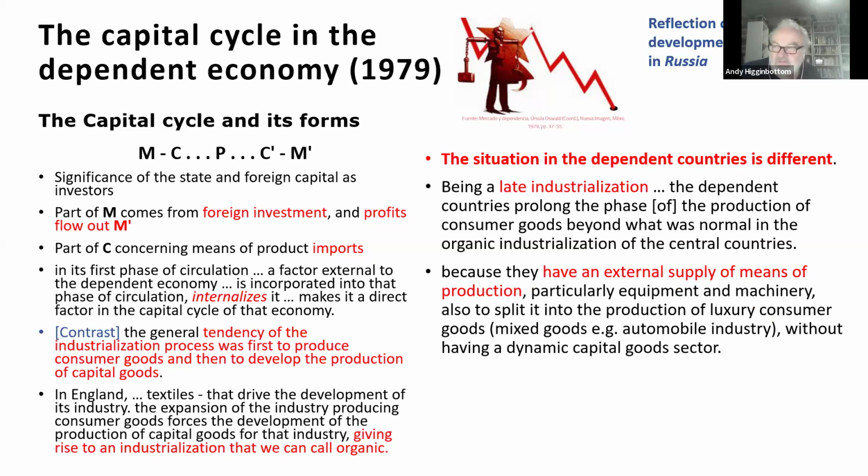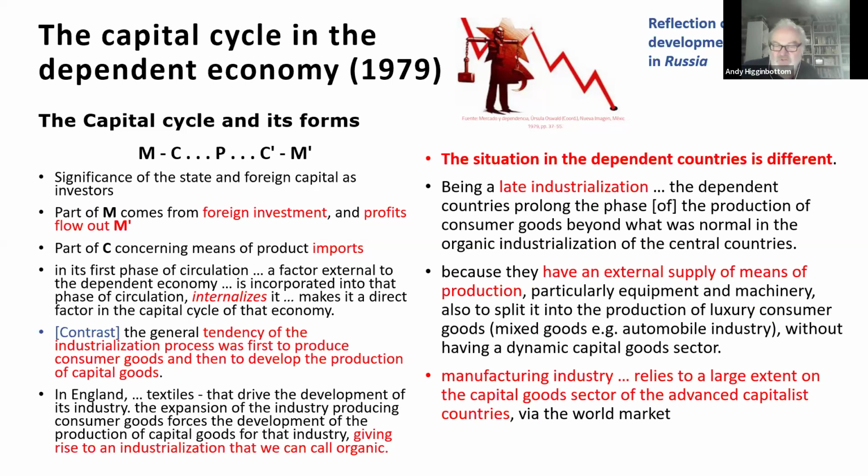There is a development of luxury consumer goods later on, but there's also a split. Think of the car industry: you've got your Mercedes-Benz and you've got your Volkswagens. They're different, although they're both within the automobile industry, in terms of what class is consuming them. Okay. Manufacturing industry relies to a large extent on the capital goods sector of the advanced capitalist countries.